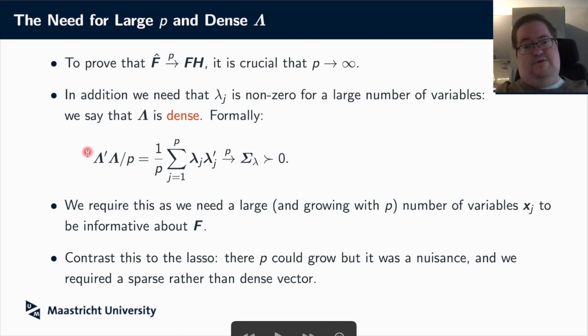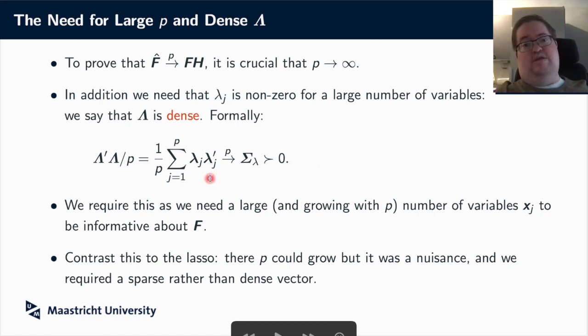Formally, how we define it is basically by taking a squared form. So we take an average of the outer product, lambda j lambda j prime. On the diagonal, you get for every loading this lambda j squared. And if you average that, then you want these squares to be non-zero. Since we have a matrix here, we're not looking only at the squares. What we want is that it converges to a matrix which is positive definite. And so for this, we need that many of these loadings are non-zero.